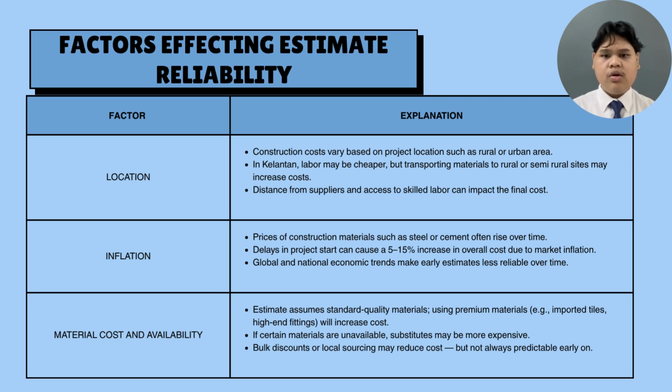Lastly, material cost and availability affect estimates. Assumptions are typically based on standard materials, but using premium or substitute materials due to shortage can raise costs, while bulk discounts or local sourcing might reduce costs. These are not always predictable during the early planning stage.